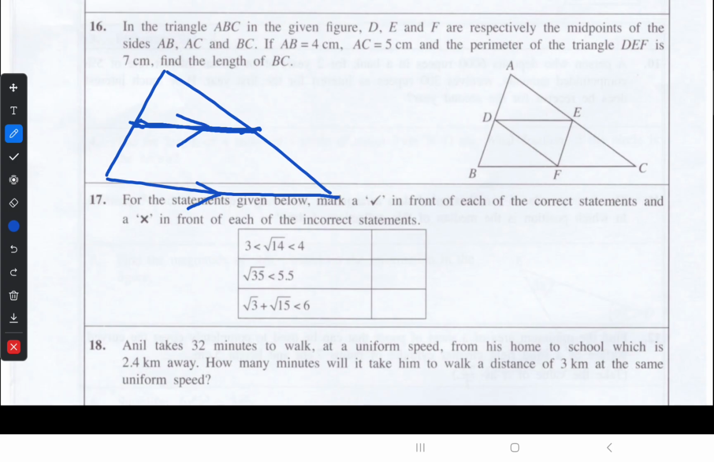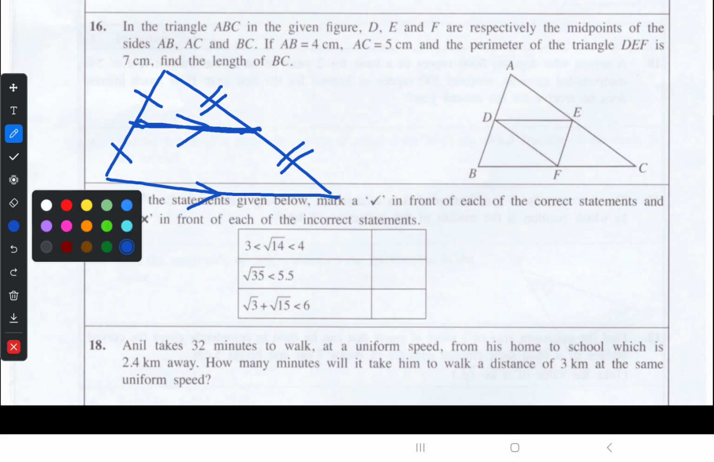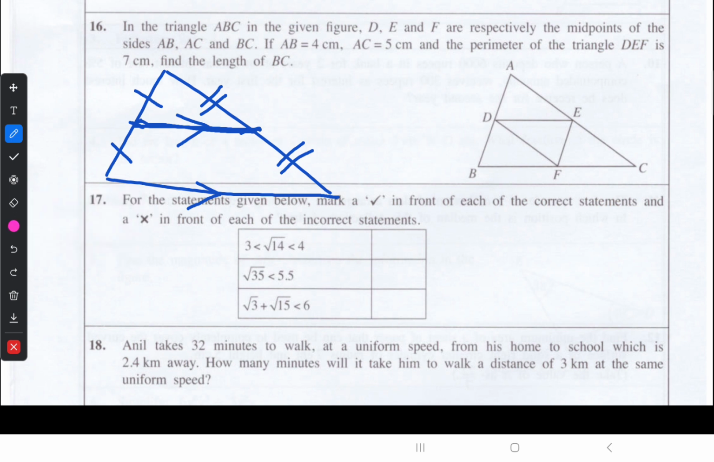According to the midpoint theorem, when we connect the midpoints of two sides of a triangle, the third side is parallel and double the length of this construction line. This is our midpoint theorem. We will apply that knowledge to this question. D, E, F are the midpoints of AB, AC and BC respectively. These are midpoints, so this one and this one are equal, this one and this one are equal.